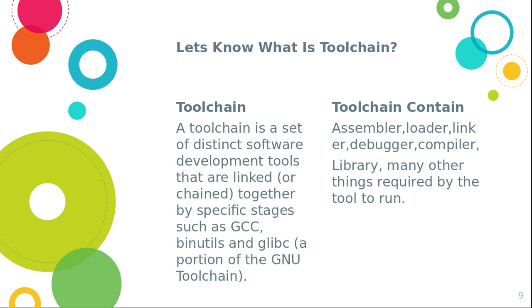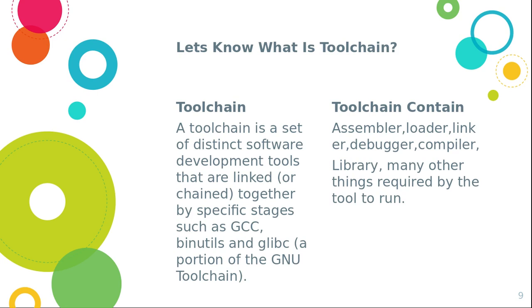For example, GCC consists of a compiler, interpreters, loader, linkers, and libraries. So it's a tool chain to develop something, to compile your source code to the intermediate representation and then to the executable code. So GCC is a tool chain.